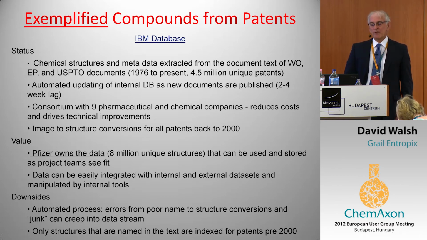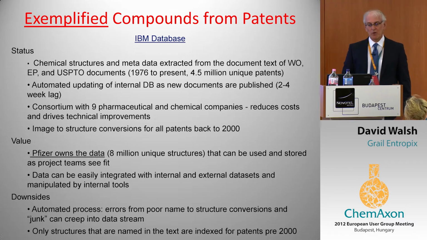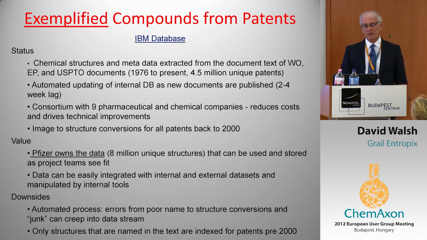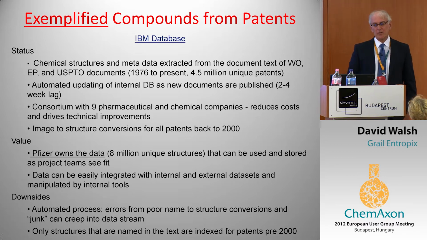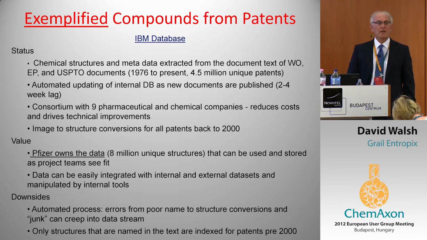They then formed a consortium of 9 pharmaceutical companies, probably reduced since then, and they then introduced image-to-structure conversions for patents in the US Patent Office from 2000 onwards. It was vital that Pfizer had the ability to own this data so that they can use it as they saw fit. It was not really a feasible process that the data was available on the cloud. They wanted it in close proximity with their own information systems.